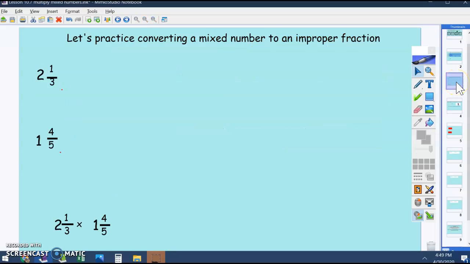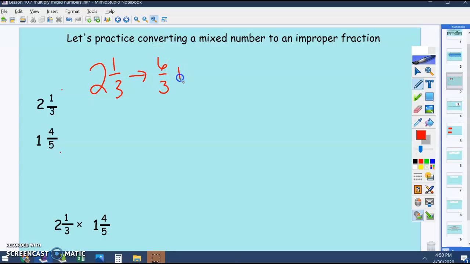We already changed 2 1/3. I have 2 1/3, and I want to change that to an improper fraction. So I know that 2 is equal to 6/3, plus I have my 1/3 attached here that I need to make sure I include. So then I have 7/3. So this is really going to be equal to 7/3.